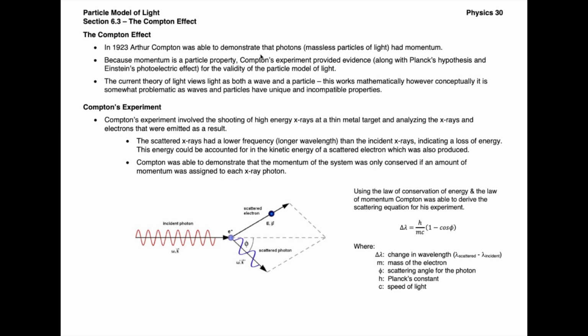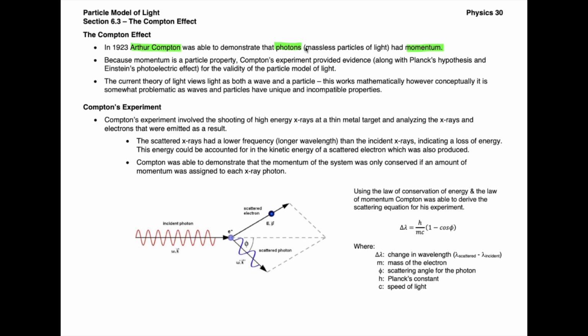So the next experiment we're going to be looking at is something called the Compton Effect. This is another experiment that showed that light has some particle properties to it. This was 1923, about 20 years after Planck's experiment. Arthur Compton is another name that you should know. What he was able to do is demonstrate that those photons, which are basically the particle view of light, had momentum.